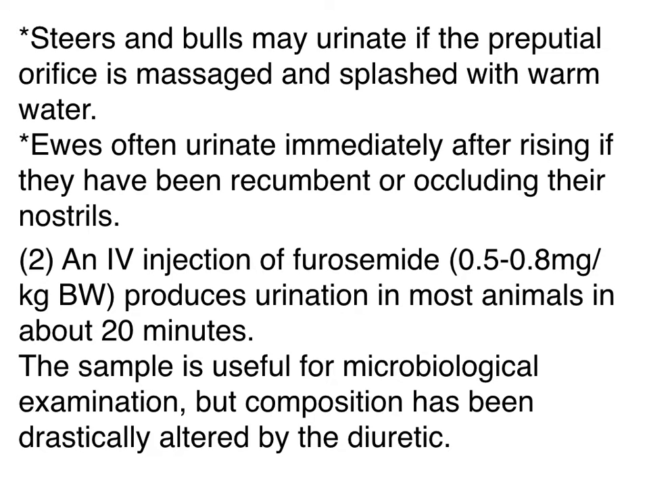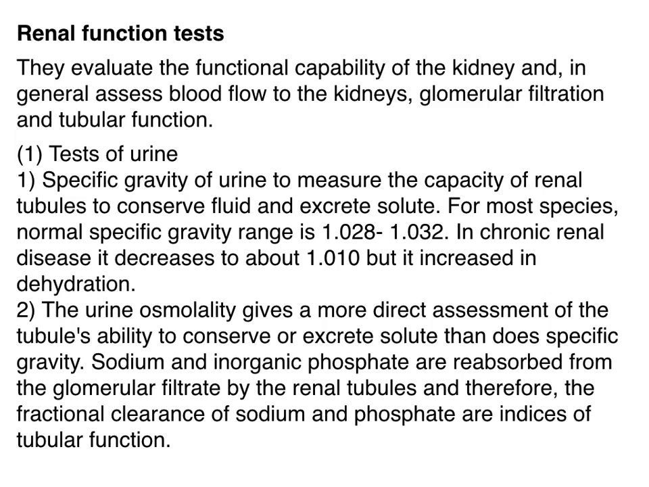Intravenous injection of furosemide, which is a diuretic, at a dose of 0.5 to 0.8 mg per kg body weight produces urination in most animals in about 20 minutes. But we must make sure that there is no urinary tract obstruction before giving the diuretic, because it may cause rupture of the bladder. The sample is useful for microbiological examination, but its composition has been drastically altered by the diuretic.